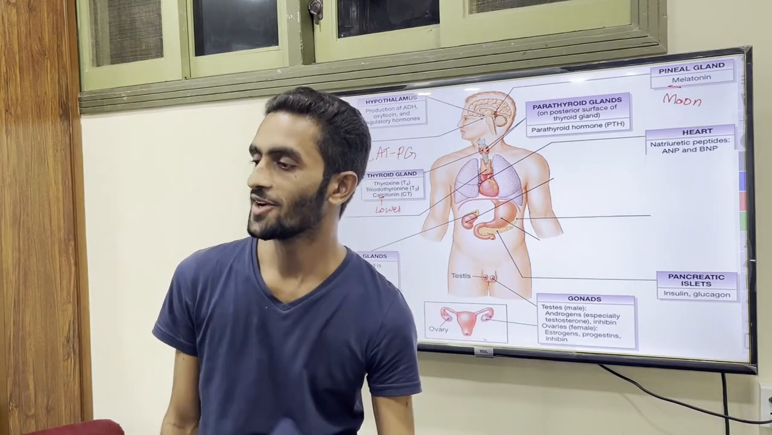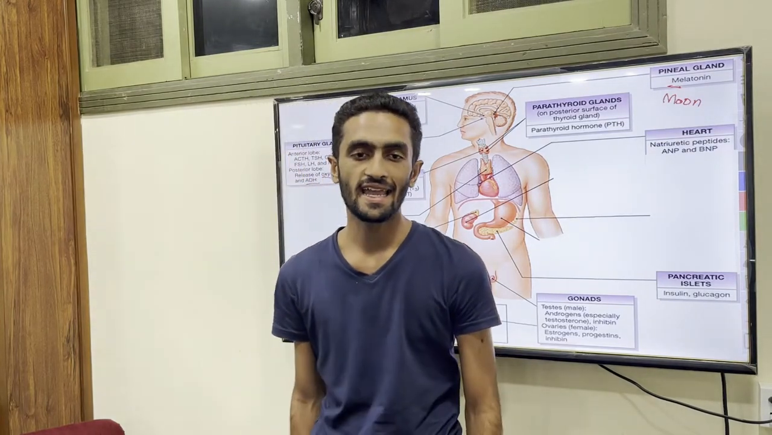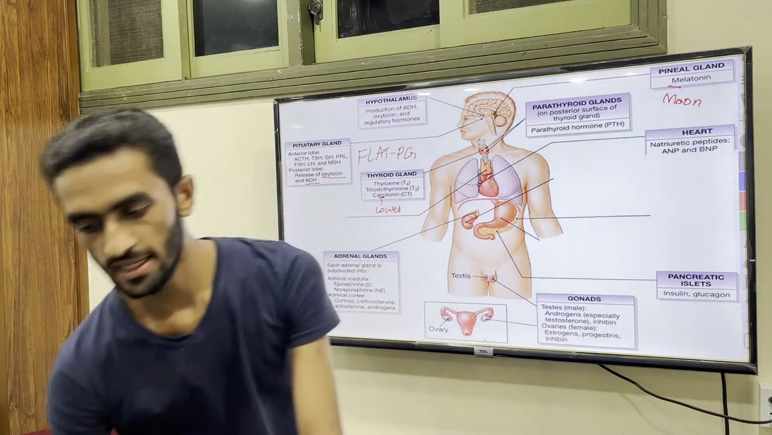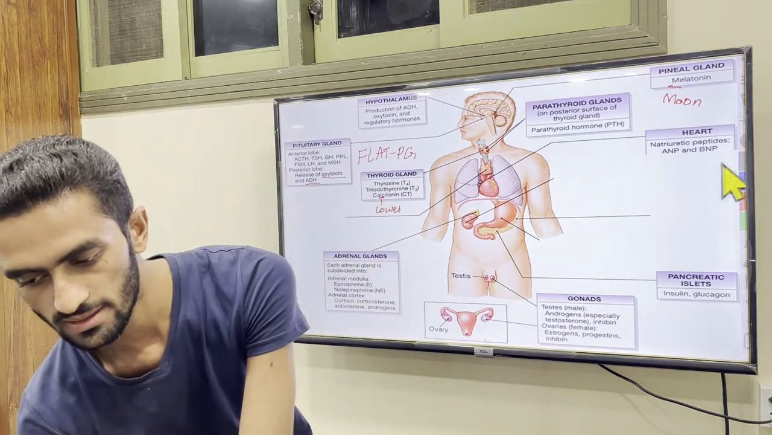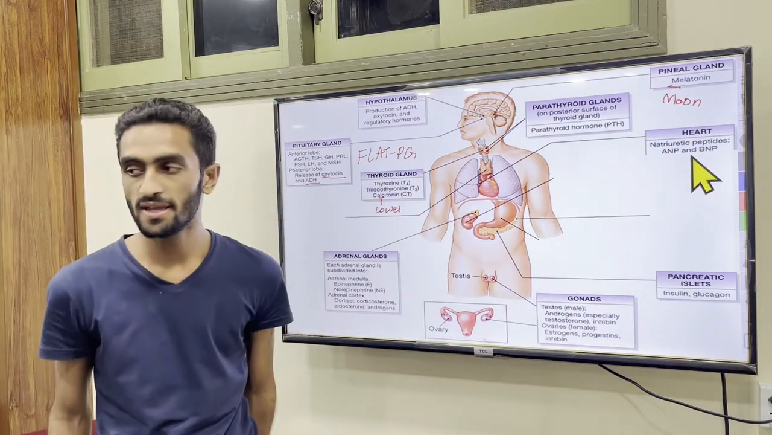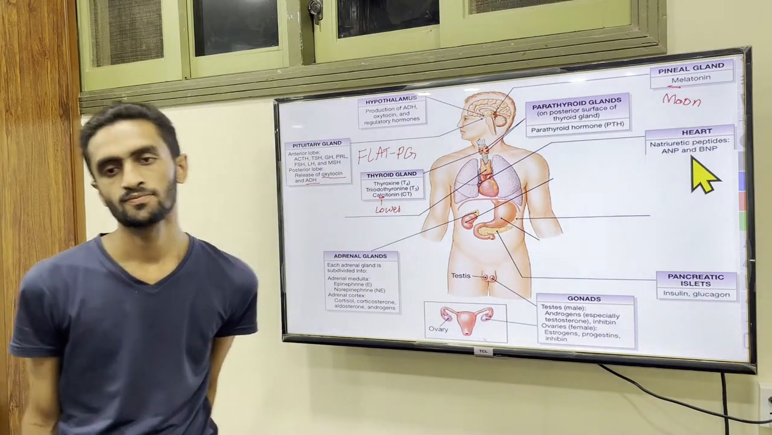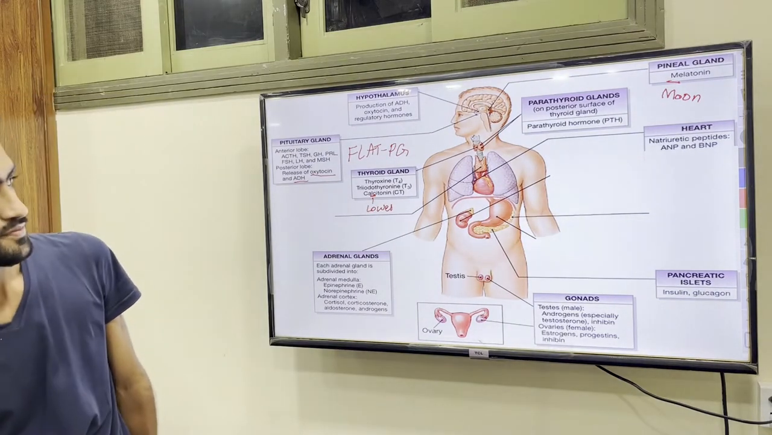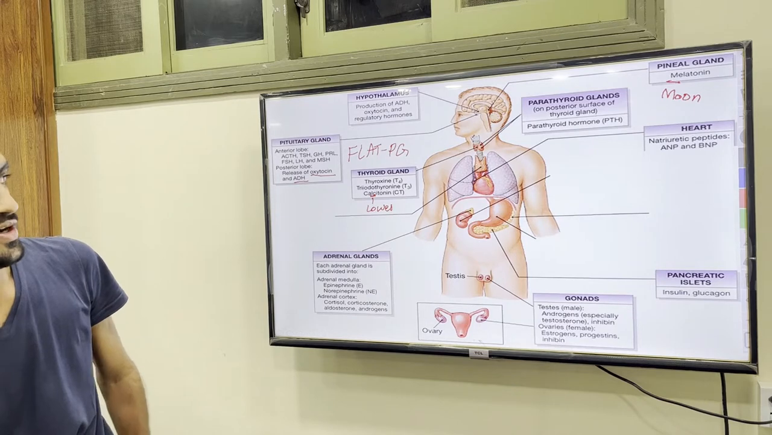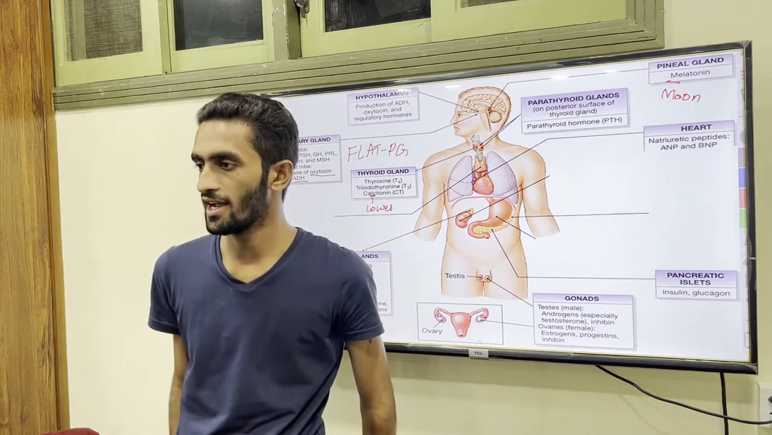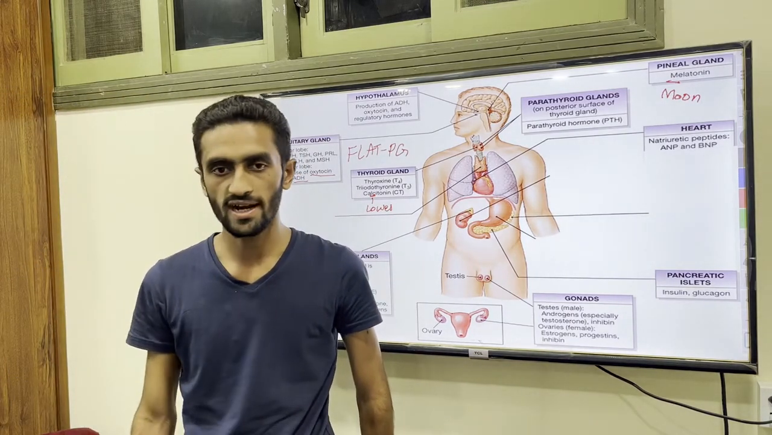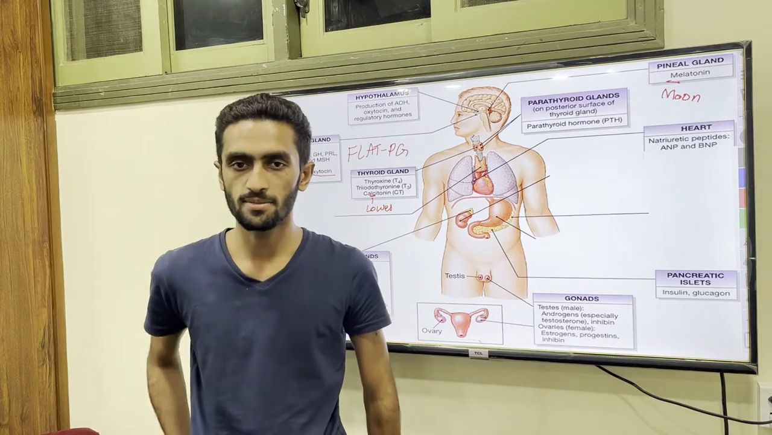And your heart is also endocrine in nature. So they secrete the ANP and BNP. So here is mentioned ANP and the BNP. Your heart also secretes hormones. So they are endocrine, ANP and the BNP.